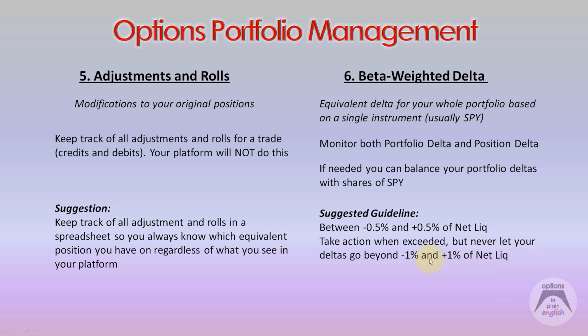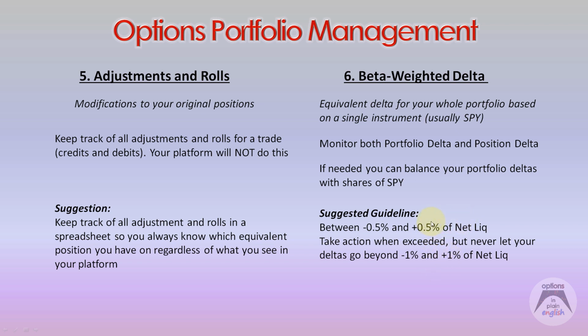So you should take action when those numbers are exceeded. Between minus 0.5% and plus 0.5%, and it should never be beyond minus 1% and plus 1%. So if you have, again, a portfolio that's $100,000, you shouldn't have a portfolio that has a beta weighted delta of either less than minus 1,000 or more than plus 1,000.